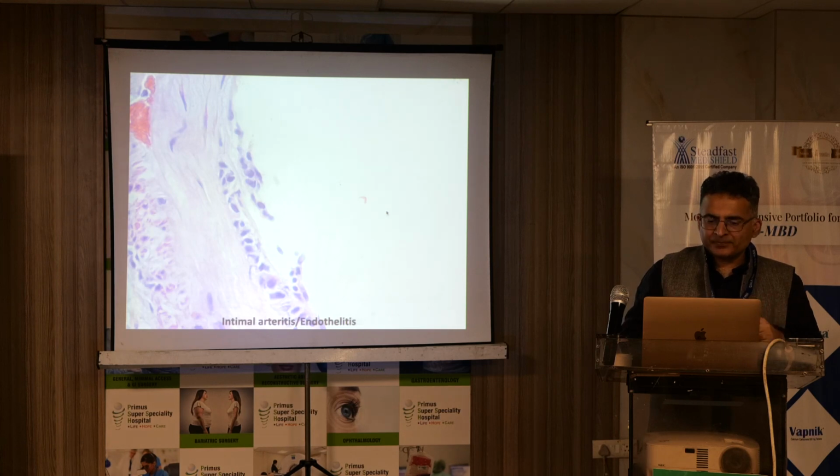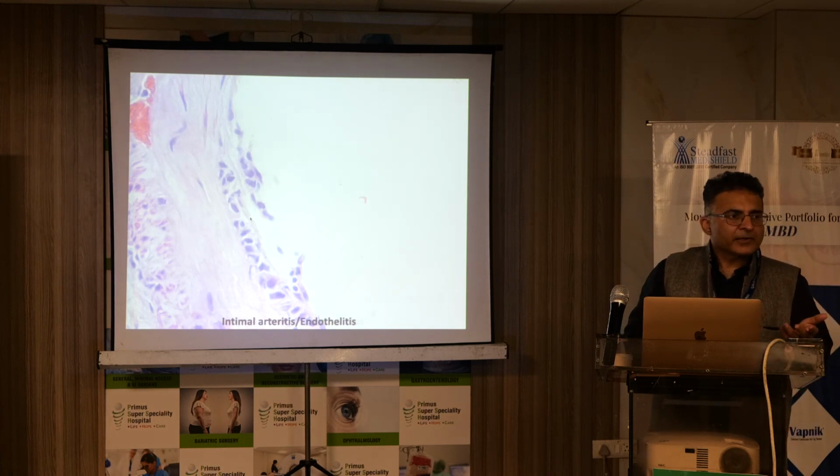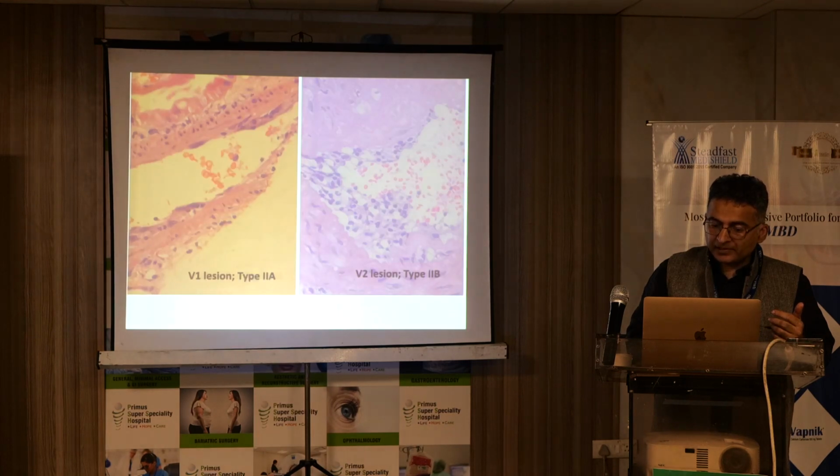So, yes, coming to the vascular rejection, there are two terminologies we use, endotheliitis or sometimes intimal arteritis. Both mean the same thing. It is just how much infiltrate is covering the luminal circumference of the vessel. If less than 25% of the luminal circumference is occupied by inflammation, we label it as a V1 lesion. When more than 25% of the luminal circumference is involved, you label it as a V2 lesion.